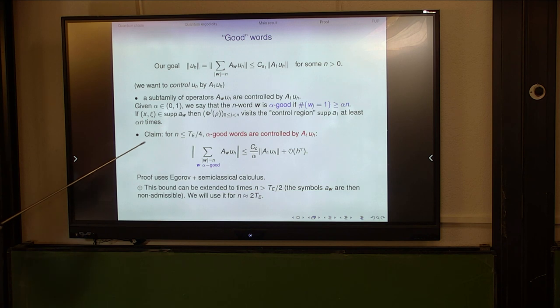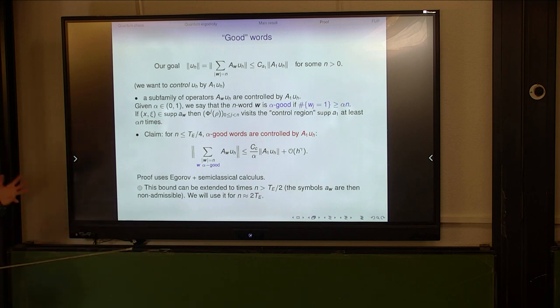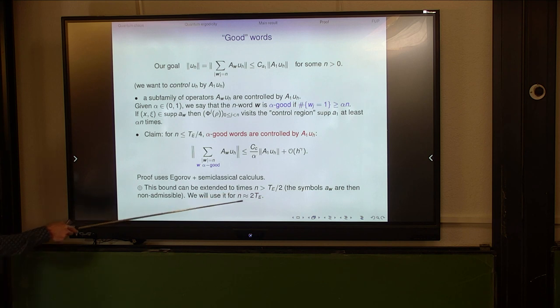First we do it for small times, that is, before this threshold time, which was te over 4, for which we can use all the techniques of quantum-classical correspondence. And then there's also a trick which allows you to go from these short logarithmic times to longer logarithmic times. So we can actually generalize this to times of order twice the Ehrenfest time, where we don't have direct access to this operator. These operators are not accessible anymore. But using unitarity of the dynamics, one can also obtain this type of estimate for times like twice the Ehrenfest time. So these are the good words.